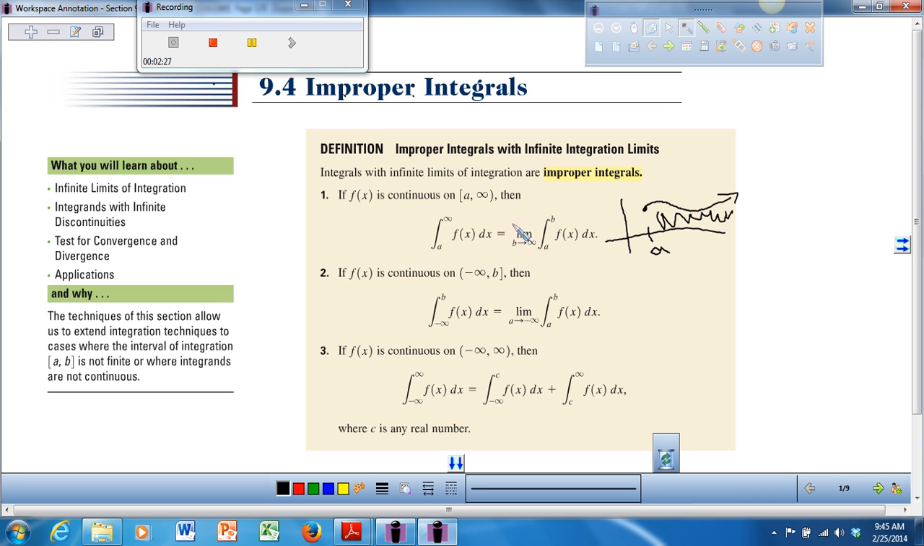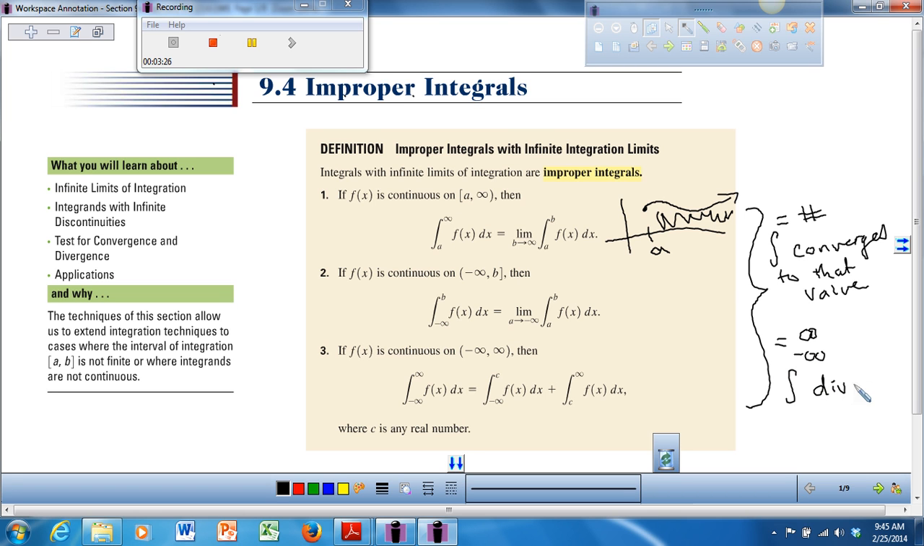All right, so when we do any of these three situations, if our actual integral comes out to equal some value, then we would say that the integral converges to that value. Okay? If at any point in our process our integral comes out to diverge to infinity or negative infinity, then the integral diverges and we are done. We cannot calculate the area under the curve.